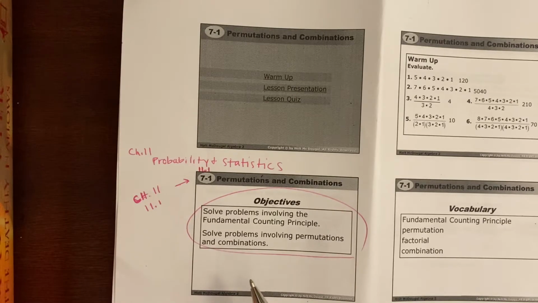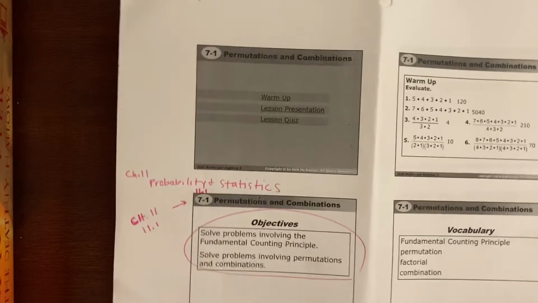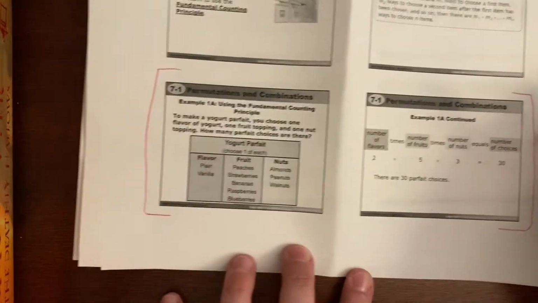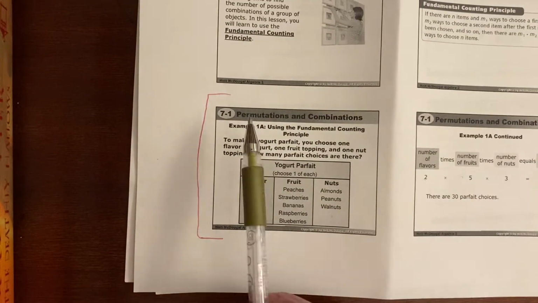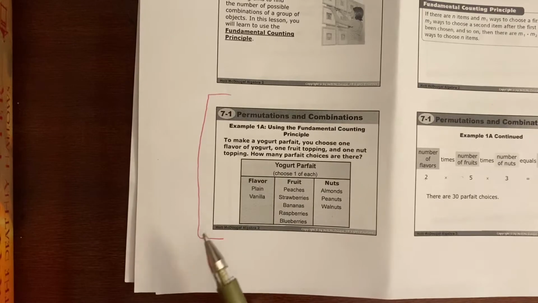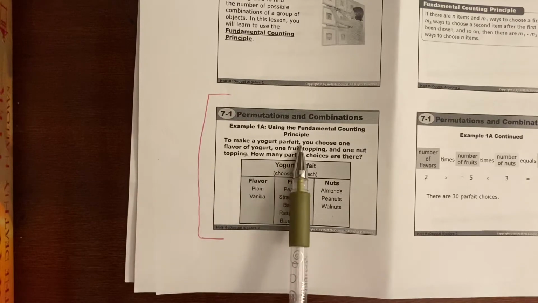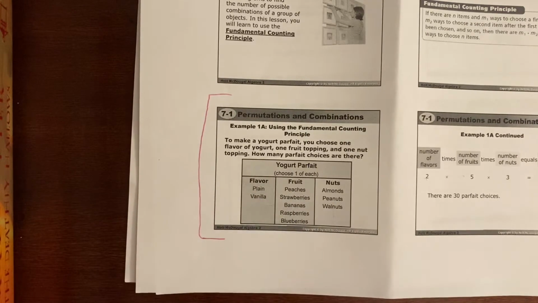Today's objectives: we are going to solve problems involving the fundamental counting principle, and we're going to solve problems involving permutations and combinations. So let's take a look at our first example, and we'll be using the fundamental counting principle. To make a yogurt parfait, you choose one flavor of yogurt, one fruit topping, and one nut topping. How many parfait choices are there?